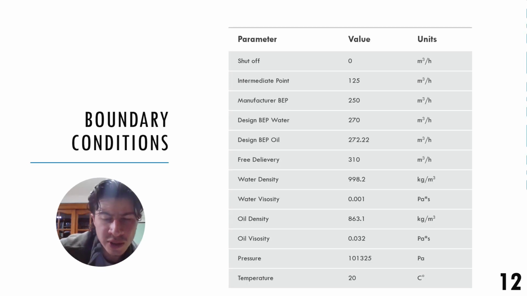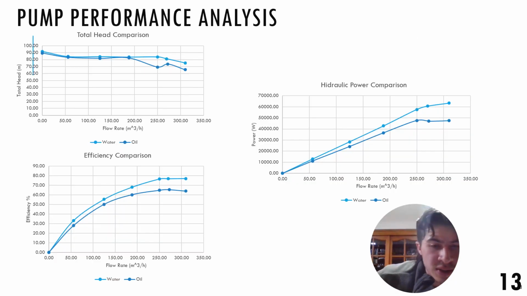In the initial boundary conditions, we evaluated 5 flows, including the manufacturer BEP and the initial calculated BEP. The principal results that we can see in pump performance, like in these two simulations in water and in oil, show a clear difference between these two fluids. It happens because of many factors like the density and the viscosity.